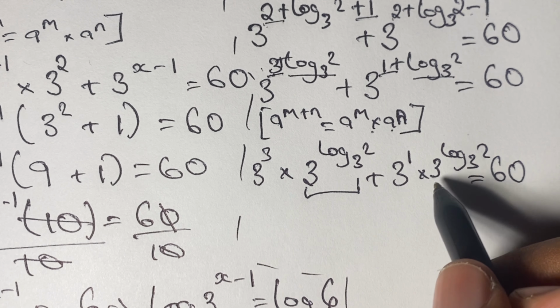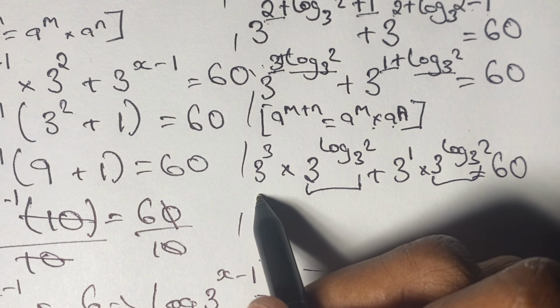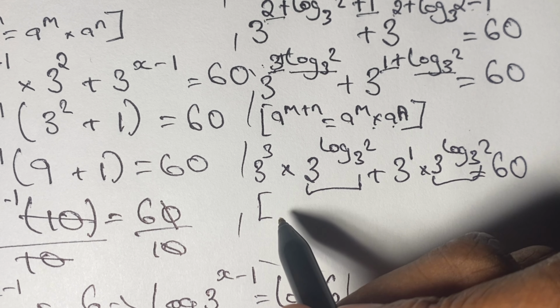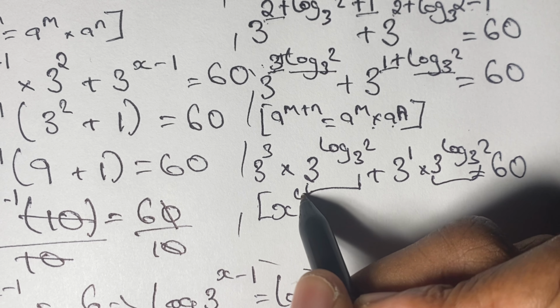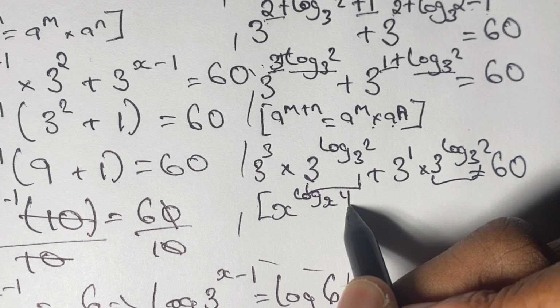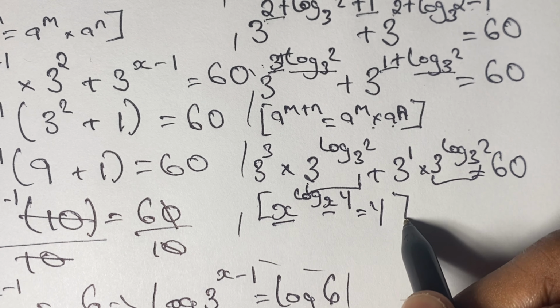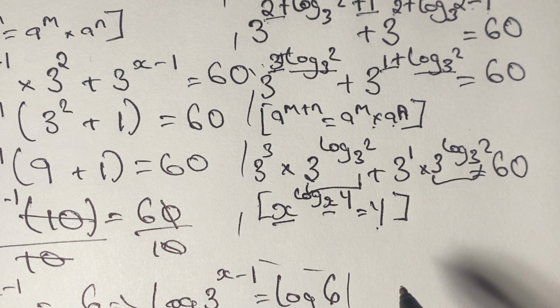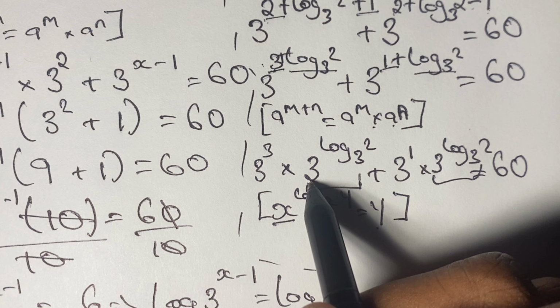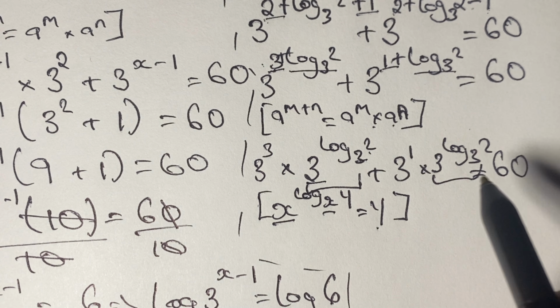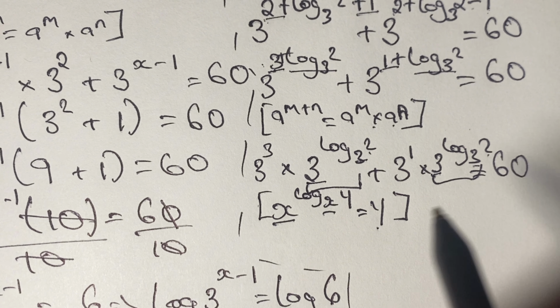Now to solve 3 to the power of log base 3 of 2, we use our logarithm rule, which states that if we have x to the power of log base x of y, and if you look here we have the same base, the answer is going to be y. So what this means is that where we have 3 to the power of log base 3 of 2 in both situations, the solution would be 2.